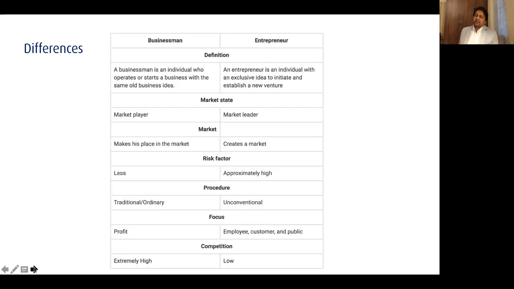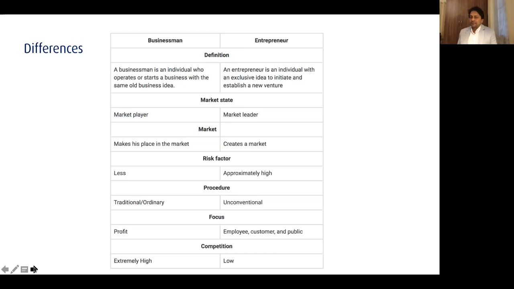Now, please remember there are some differences between being a businessman or an entrepreneur. A businessman typically is a guy who runs an old business in a better fashion, or he's a market player. He makes a place in the market. He takes less risk. He does more traditional and ordinary things. He's more focused on profit, and his competition is extremely high.